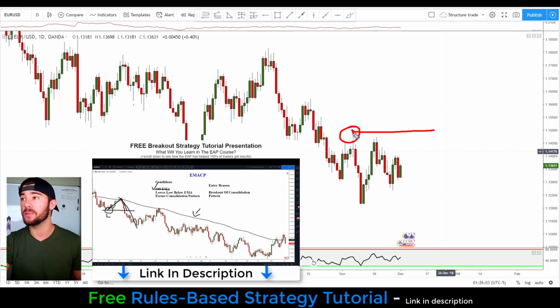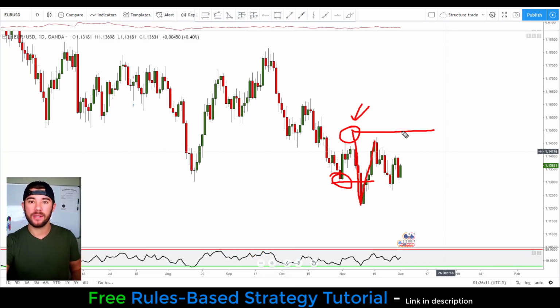But also, as we push down, right, we break below this level of structure, we push back up. Have we broken and closed above this previous level of resistance? The answer is no. So for that reason, we anticipate a continuation down.